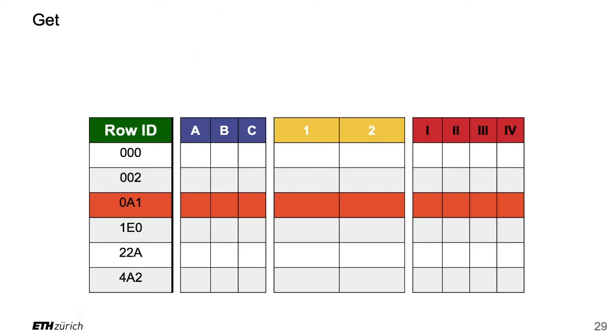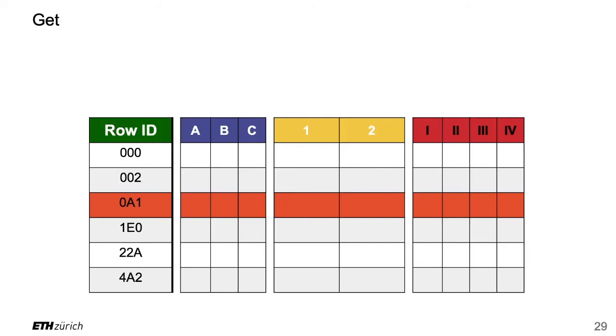For example, you can get a row specifying a row ID. This is something we saw in cloud storage, in object storage. We saw it in key value stores that you can do that. So this is not new. You can get a row given its row ID. You can also get only specific column families. You don't have to get the entire row. You can say, I only want the blue and the yellow, right? For example, associated with row ID 0A1.